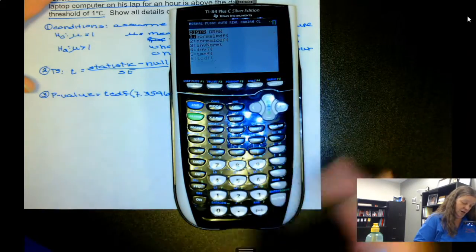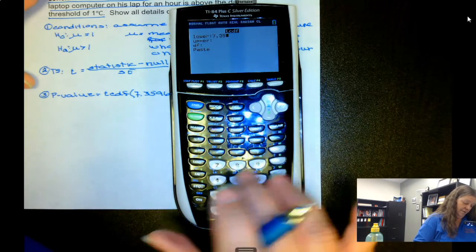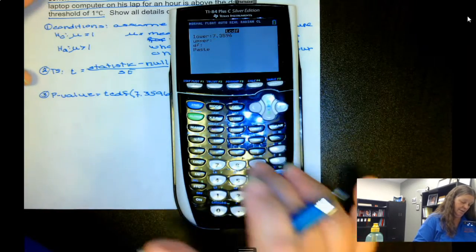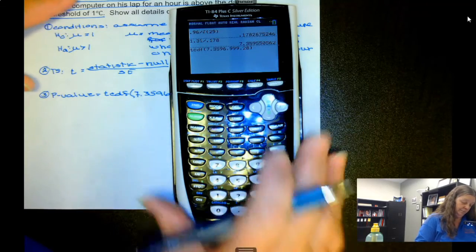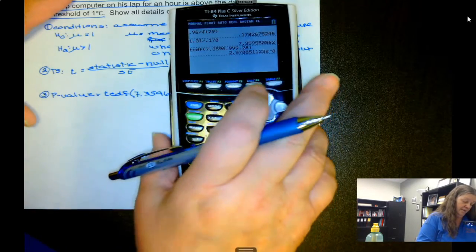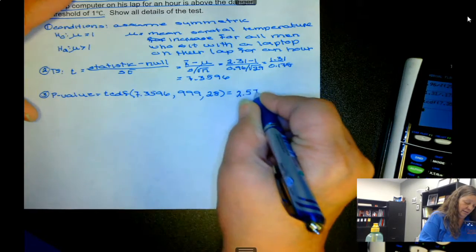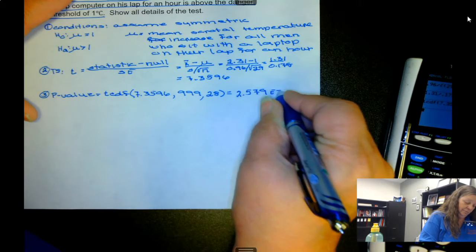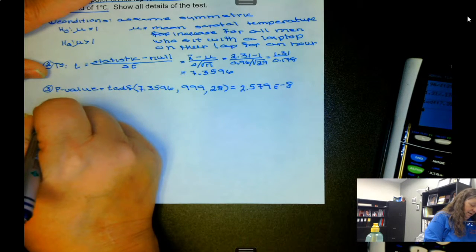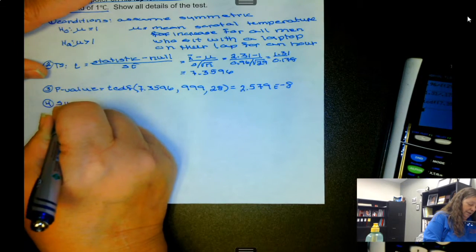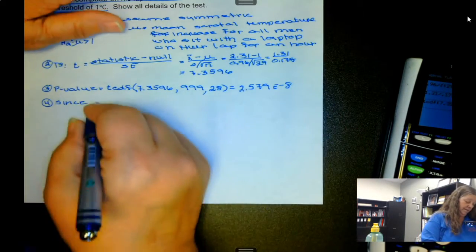So second vars, TCDF, 7.3596, lower limit, 999 upper, 28 degrees of freedom. We have 2.579 E negative 8. So this we can say is smaller than any reasonable significance level.